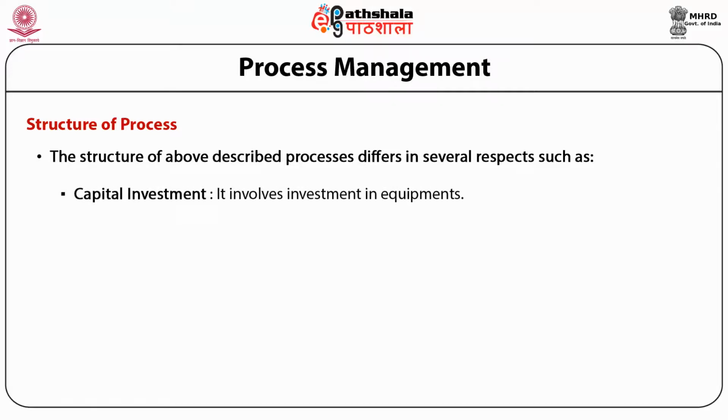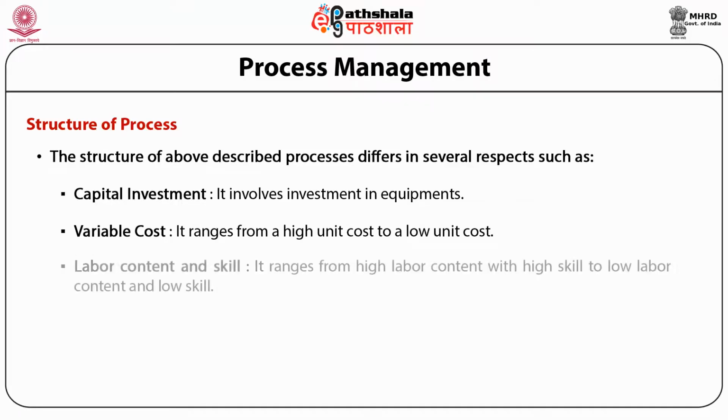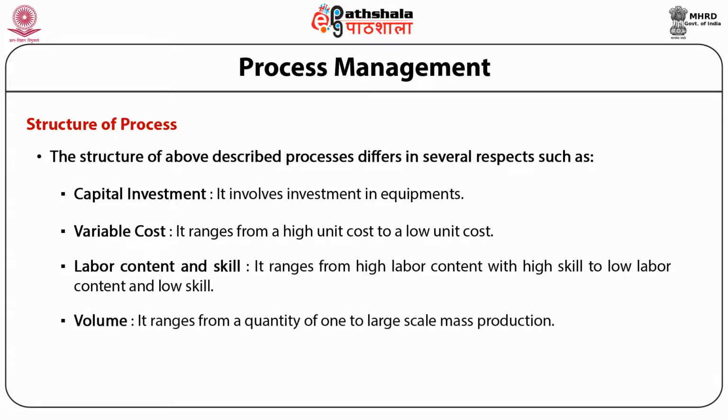Capital investment. It involves investment in equipment. Equipment ranges from low cost general purpose equipment to expensive specialized equipment. Variable cost. It ranges from high unit cost to low unit cost. Labor content and skill. It ranges from high labor content with high skill to low labor content and low skill. Volume. It ranges from a quantity of 1 to large scale mass production.